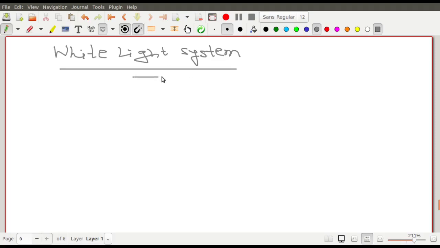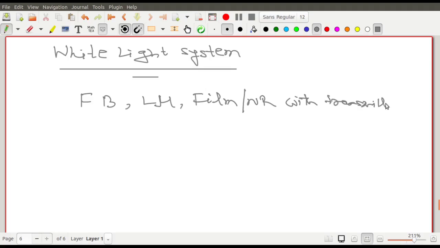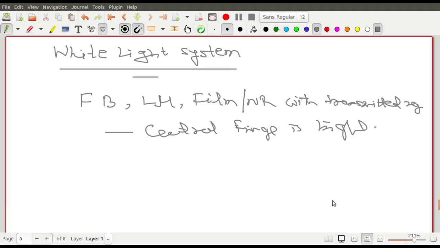In a white light system, if the central fringe is bright, say you take the example of Fresnel biprism, or Lloyd's mirror, or that film, or Newton's ring with transmitted ray. Under these circumstances you see that the central fringe is bright, right? In all these cases the central fringe is bright. Got the idea? The central fringe is bright under this particular condition.